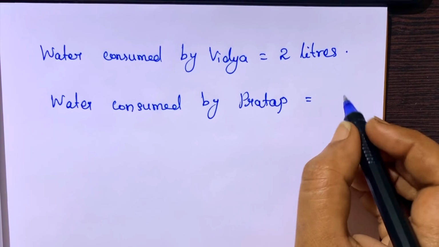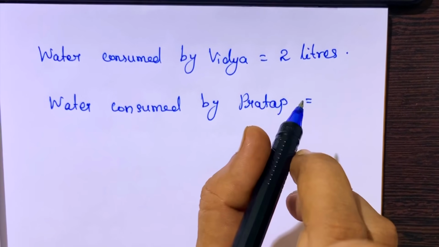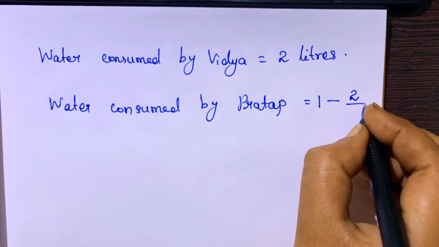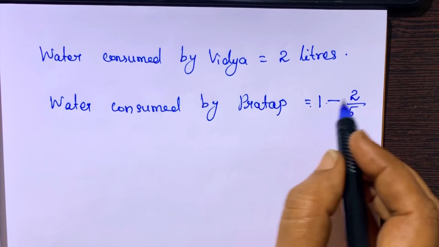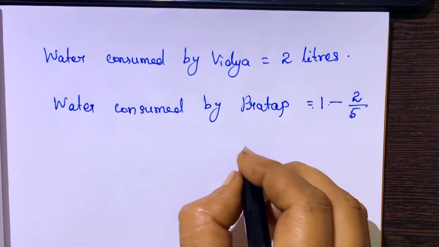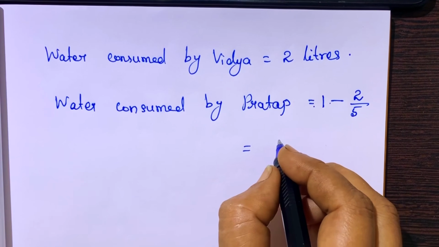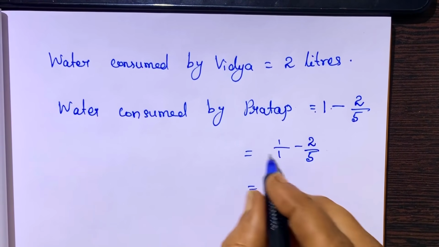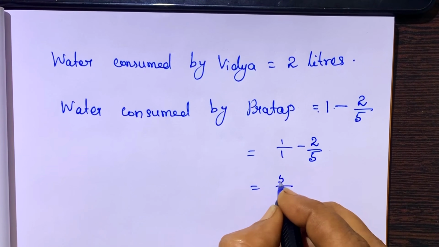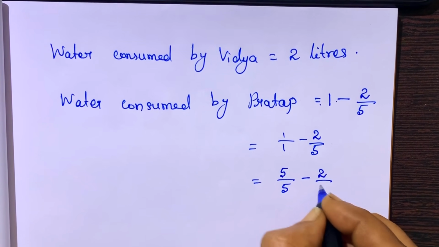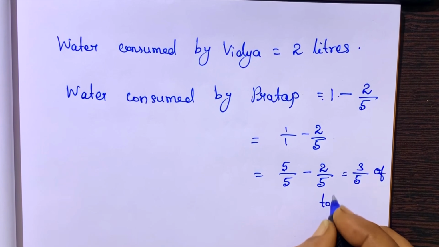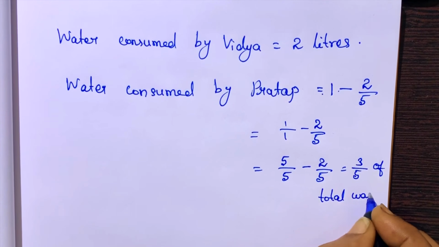So I am taking 5 liter of water, I am taking 1 container. So from the whole, Vidya taken 2 by 5. So whole minus whatever Vidya consumed is equal to, so this is 1 by 1 minus 2 by 5, which is equal to, LCM is 5. Here 5 minus 2 by 5 is equal to 3 by 5 of total water. Hope you all understood.